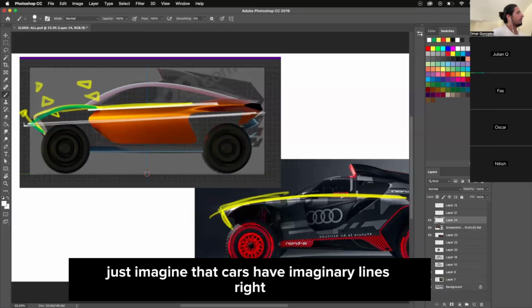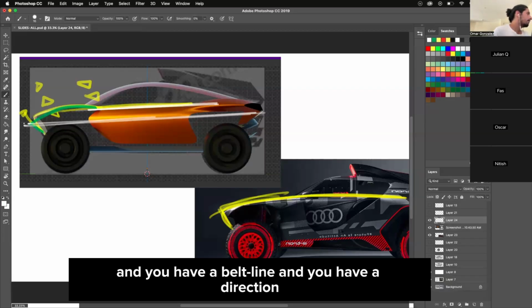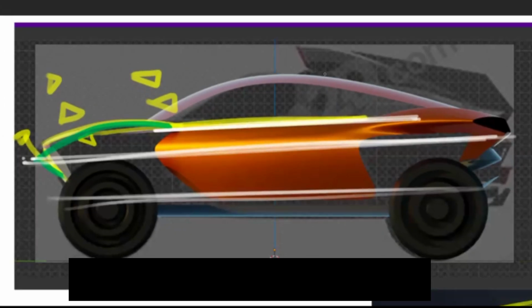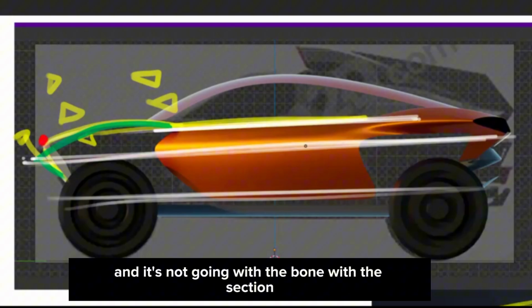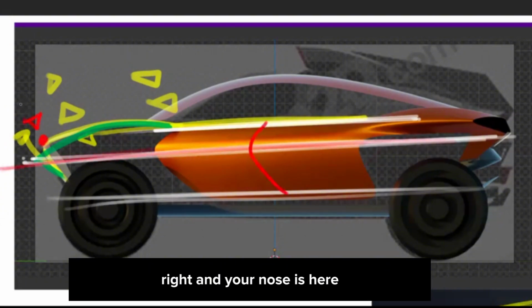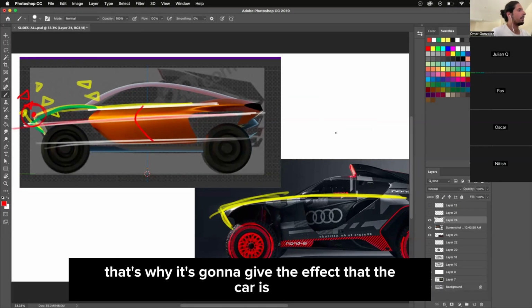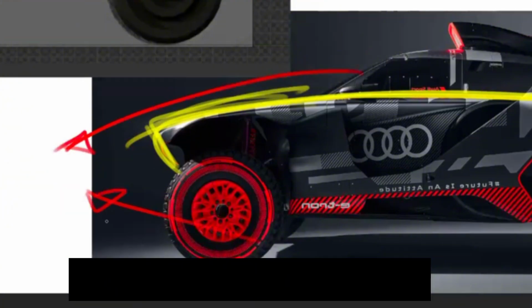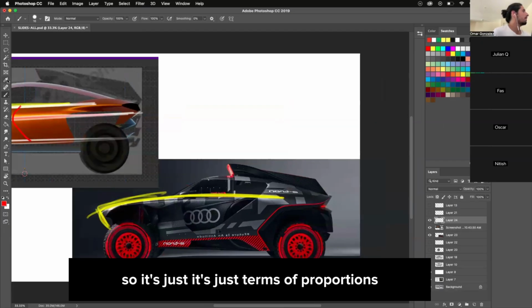Just imagine that cars have imaginary lines, right? And you have a bed line, and you have a direction, right, of things. And if you have all these lines here, and then you have a nose that is here, right? And it's not going with the bone, with the section, right? And your nose is here. That's why it's gonna give the effect that the car is shooting up instead of shooting down and sharp. So it's just terms of proportions.